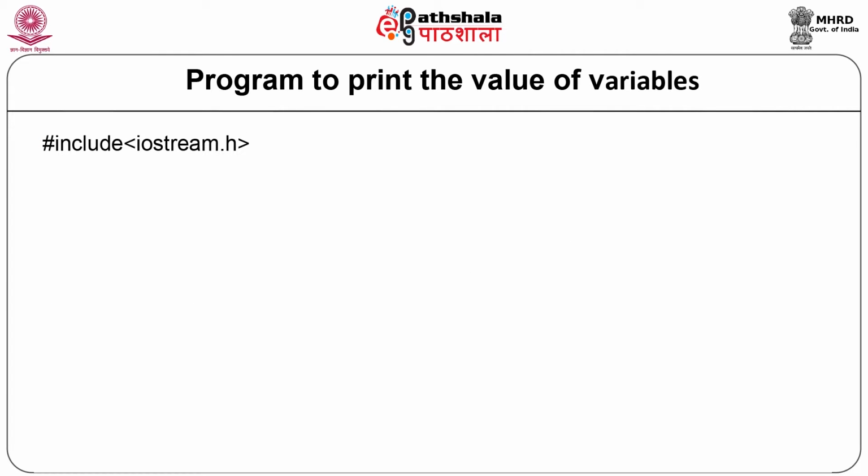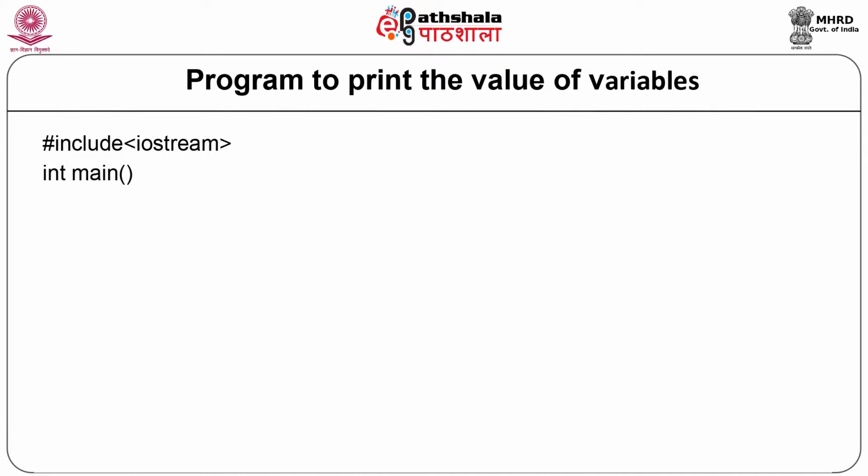The syntax to declare a variable is as follows: data type, variable name and semicolon, or data type, variable name equal to value. Here the initial value will be given to the variable. Now let us see a program to print the value of the variables. We will start with the program.